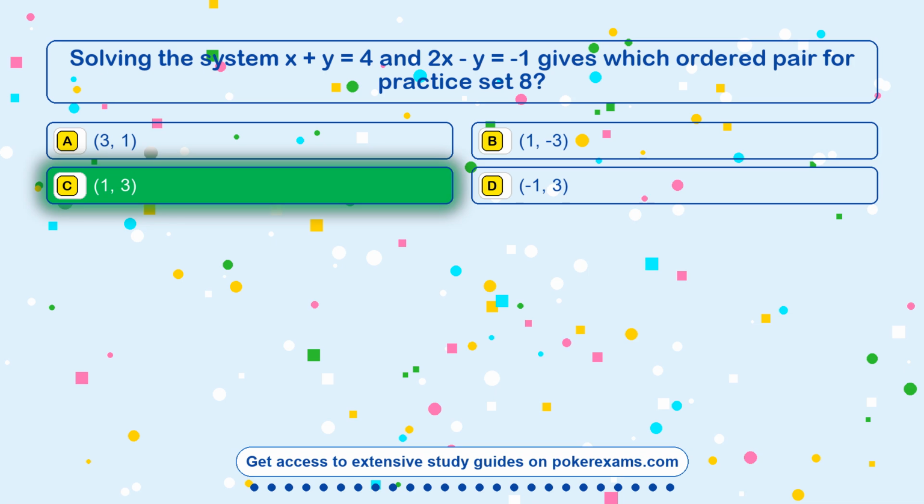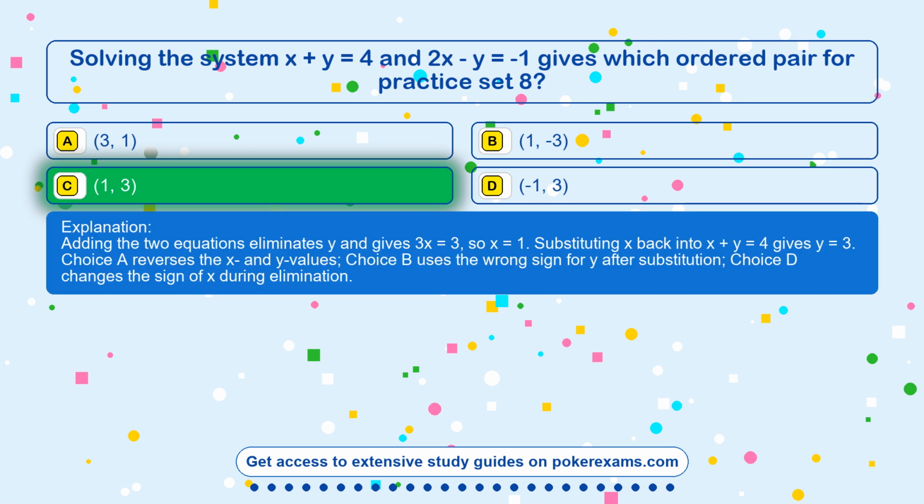The correct answer is option C, 1, 3. Adding the two equations eliminates y and gives 3x equals 3, so x equals 1. Substituting x back into x plus y equals 4 gives y equals 3. Choice A reverses the x and y values, choice B uses the wrong sign for y after substitution, choice D changes the sign of x during elimination.